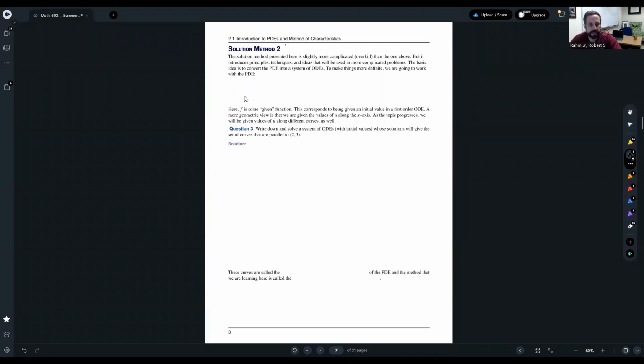And just to make things a little more definite, we're not going to do lambdas and gammas for this problem. We're going to look at a specific problem: 2 times the partial derivative of u with respect to x plus 3 times the partial derivative of u with respect to y is equal to 0. And we're actually going to add a piece of information. We're going to assume that we know what u is along the x-axis. So we're going to assume that u(x, 0) is equal to f(x), and here, f is some given function.